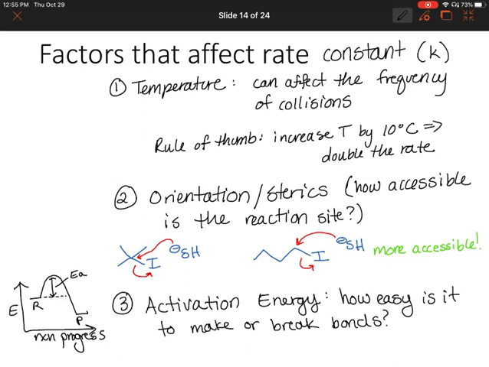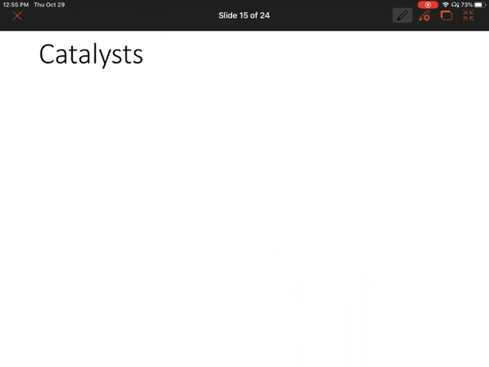Okay. Now, one way that we can get around the activation energy problem is to use a catalyst. So if you're taking biology, you might already know a lot about catalysts. For instance, enzymes are catalysts. Enzymes help break down molecules or form new ones. So catalysts are a way to basically increase the rate of a reaction. But catalysts don't actually lower the activation energy.